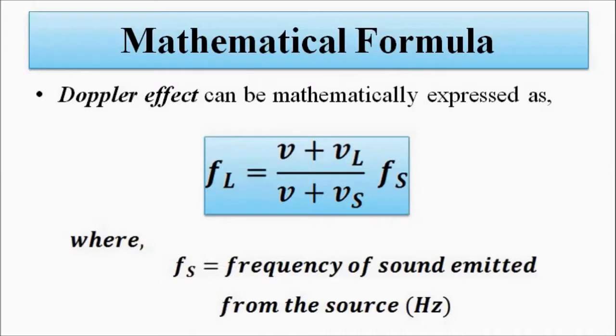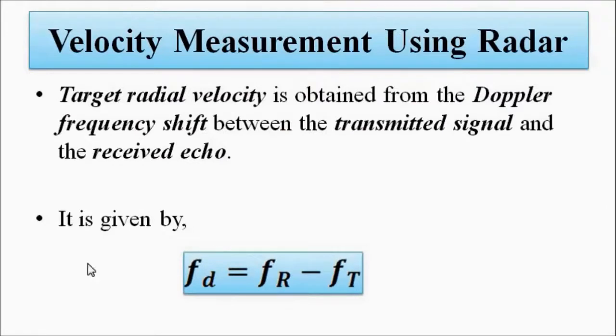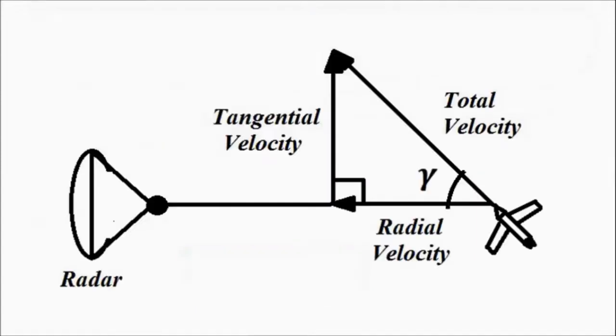This concept is utilized in radar systems to get us information about the velocity of the target. Here the Vr component comes into play because the source is generally fixed, the radar system is fixed. So how is this concept utilized in radar? Here the radial velocity of the target is generally obtained. So what is radial velocity?